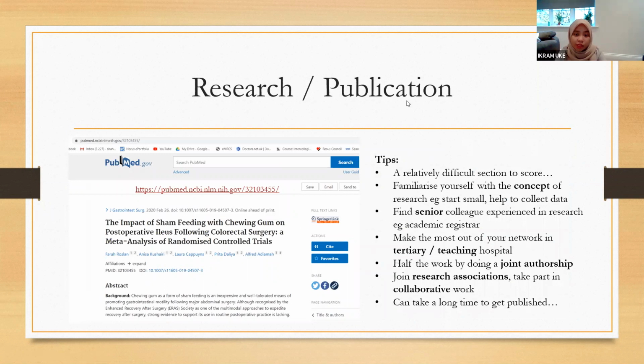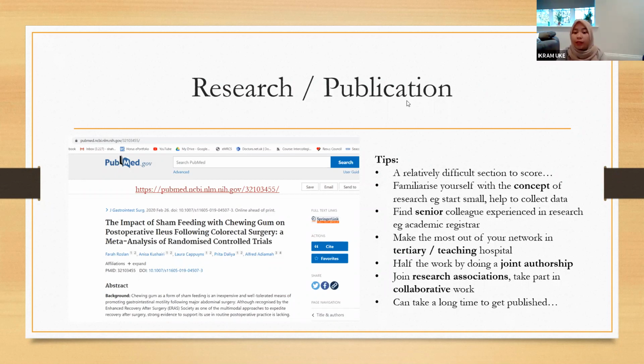So some tips for research and publication. Well, I will be quite frank. It is a relatively difficult section to score in your portfolio. So if you're not into it, don't beat yourself up, okay? What I think is reasonable is for you to familiarize yourself with the concept of research. You can always start small. You can always just start with helping to collect data and then slowly build your skills up.